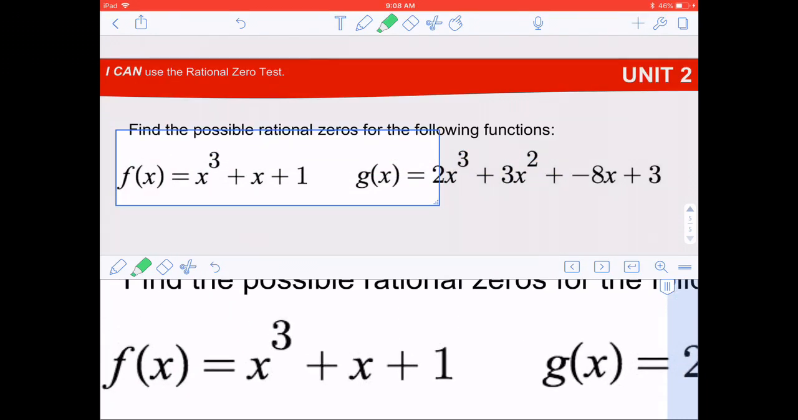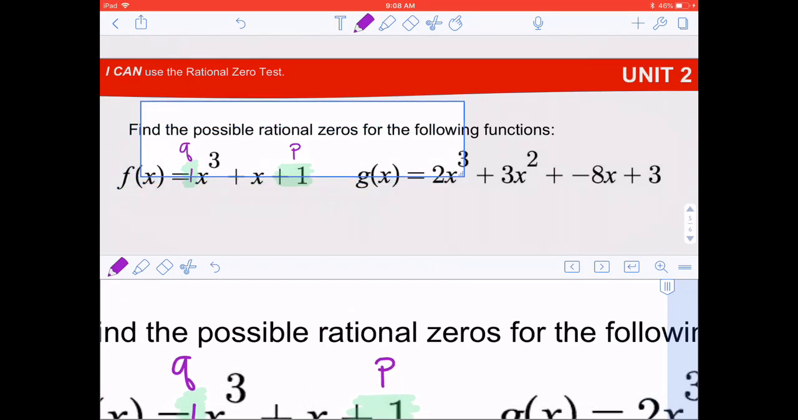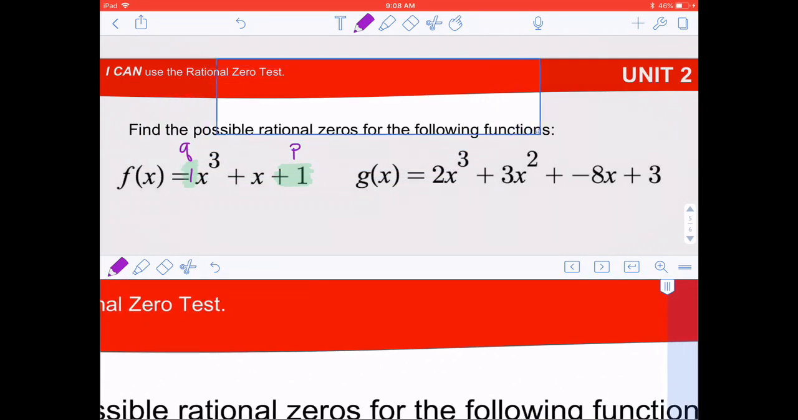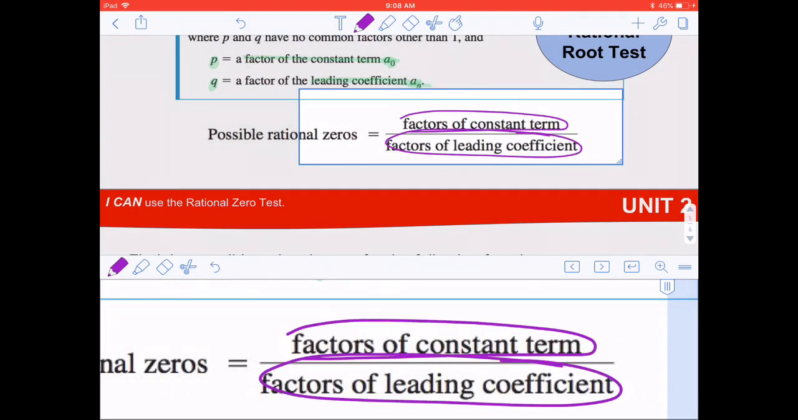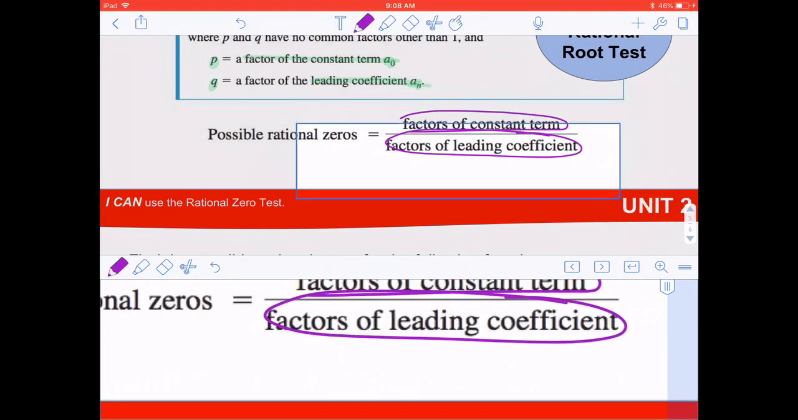We have our constant at the end. That is going to be our p. And we have our leading coefficient, which technically is a 1 right there. That is going to be our q. So to find all of our possible rational zeros, what we're going to do is find all of the factors of those two numbers that we just looked at.